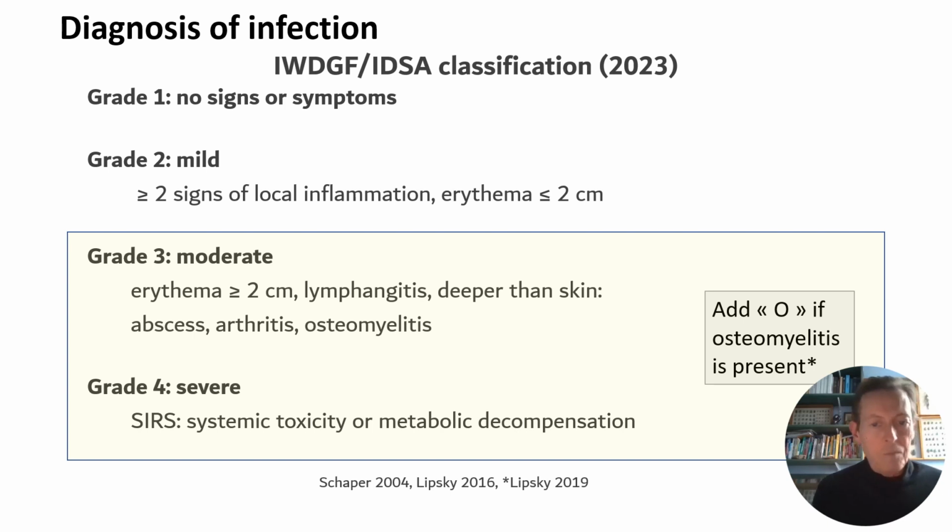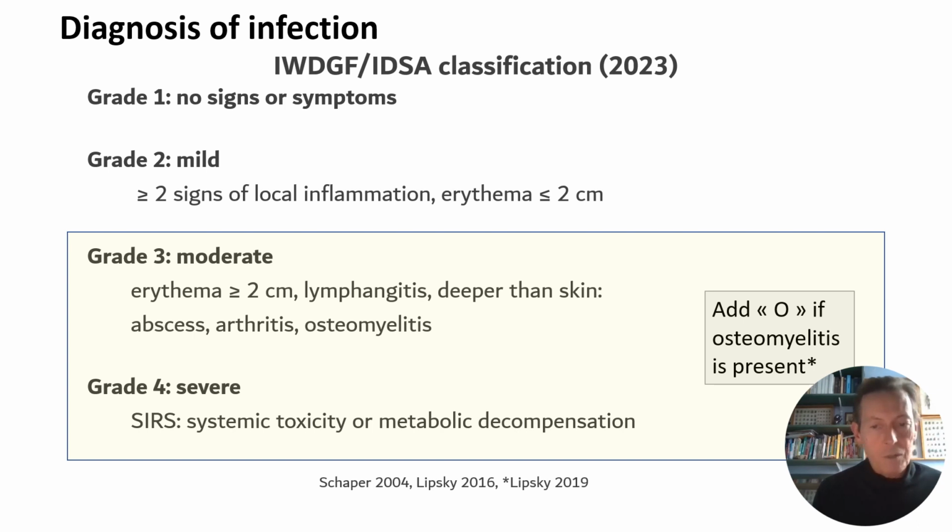And the second option is an infection with an extent in depth deeper than skin: abscess, arthritis, osteomyelitis, fasciitis. And grade 4 is a severe infection defined by the presence of systemic signs of toxicity or metabolic decompensation and the presence of SIRS, the systemic inflammatory response syndrome.